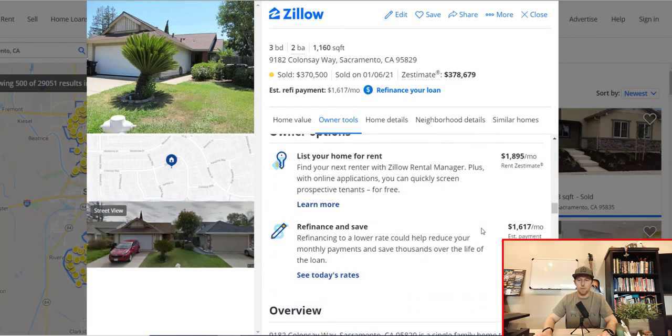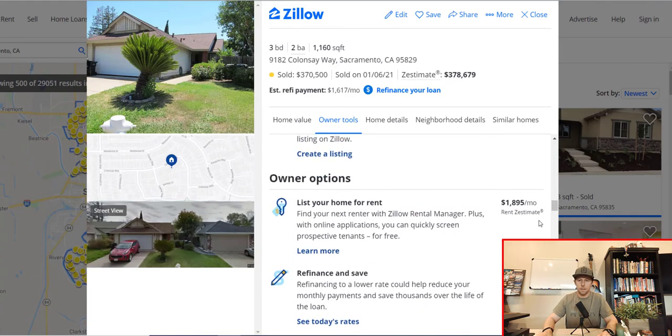So if we scroll down, we can see that Zillow is estimating the rental rate on this property at $1,895 per month. So to calculate the RV ratio, what do we do?